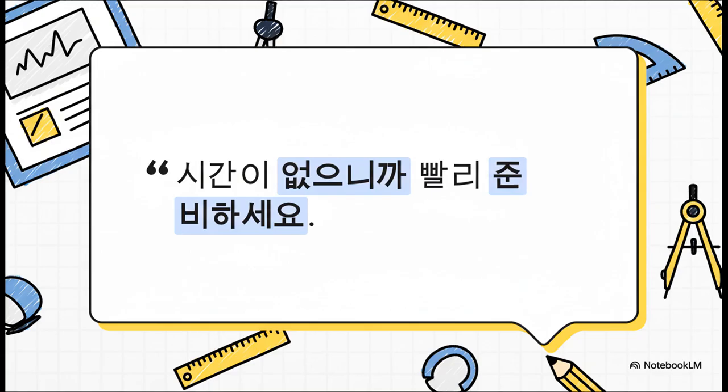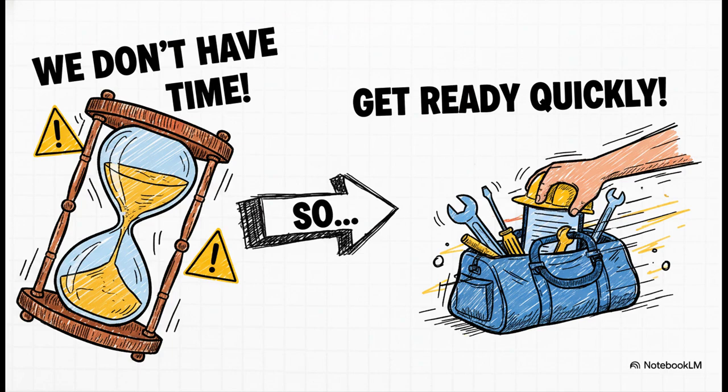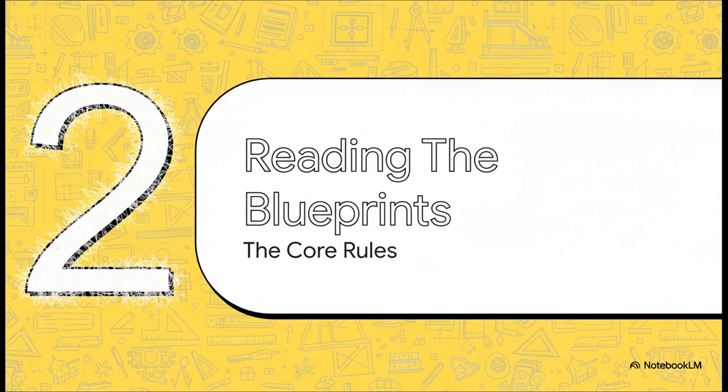시간이 없으니까 빨리 준비하세요. This one really shows how this grammar is perfect for giving urgent instructions. The reason, we don't have time, makes the command to get ready quickly feel totally necessary and immediate. Okay, so you've seen what this amazing tool can build. Now, let's pull out the blueprint so we can understand the core rule. That way you can use it correctly every single time.